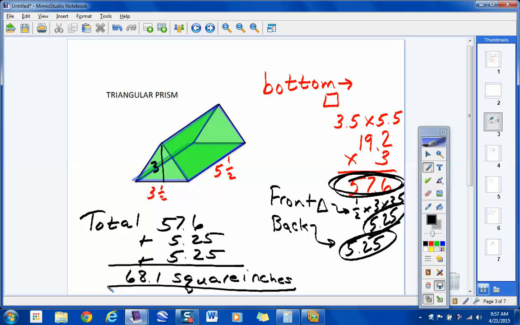Again, you just find the area of all sides. Are all sides the same? The answer is no. You've got to figure out what formula to apply to each side. Once you know the area of each side, it's just a matter of taking all those numbers and doing what? Adding them up. Okay? Adding them up. Thank you, Brianna.